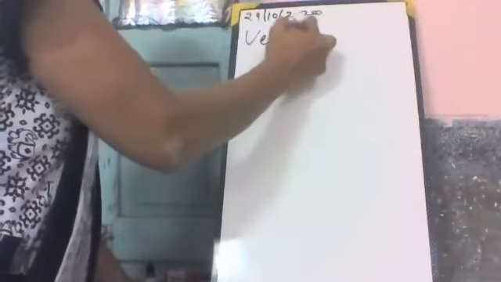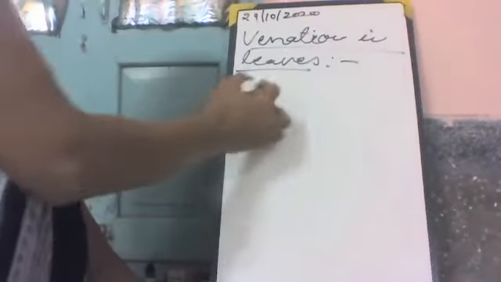Venation. Venation in a leaf is the pattern of veins in the leaf. There are two types of venation. One is reticulate and the other is parallel.